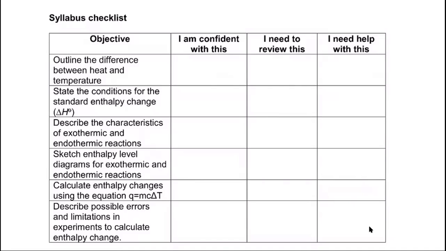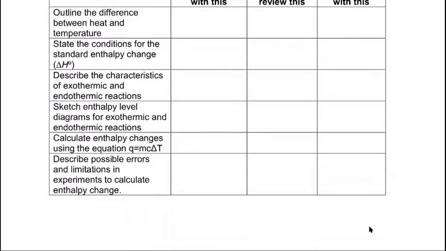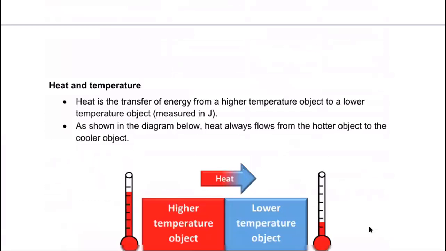Okay. And then we're also going to do the next few: the conditions for enthalpy change, the characteristics of exothermic and endothermic, and then sketching the diagrams for endothermic and exothermic. Those first four we're going to talk about today, and as we go, we'll cover more of them. So you can keep track of what you need to really study and focus on before we get to the test, and what are things where you're like, oh, I got that, I don't need to look at it again.